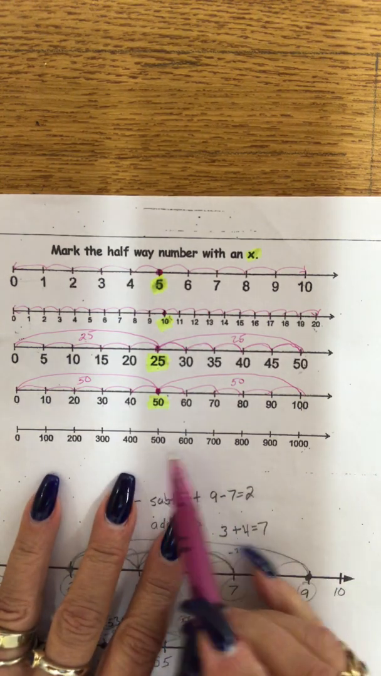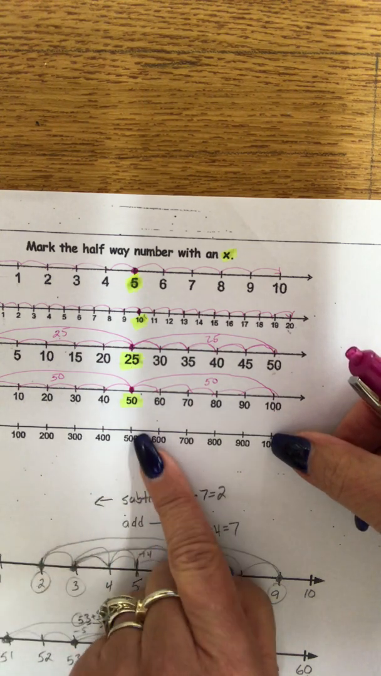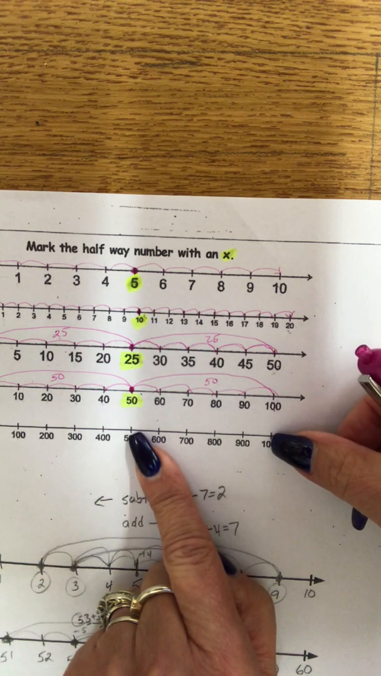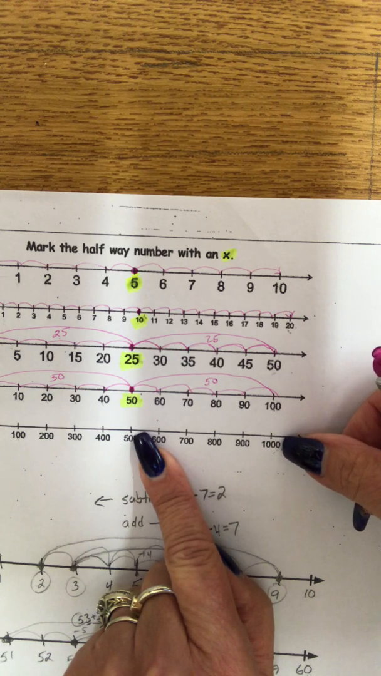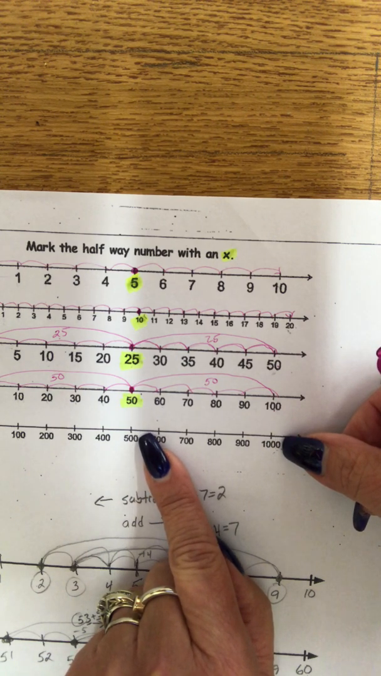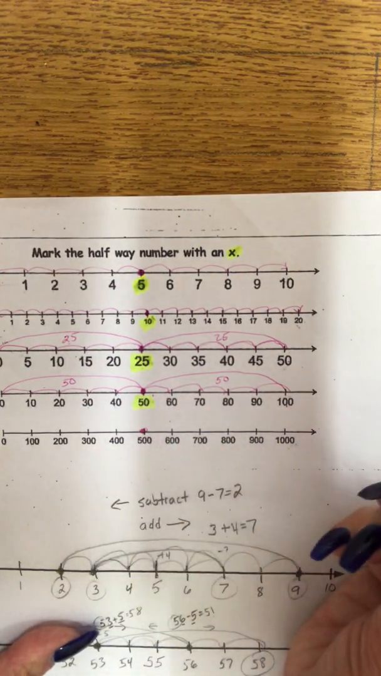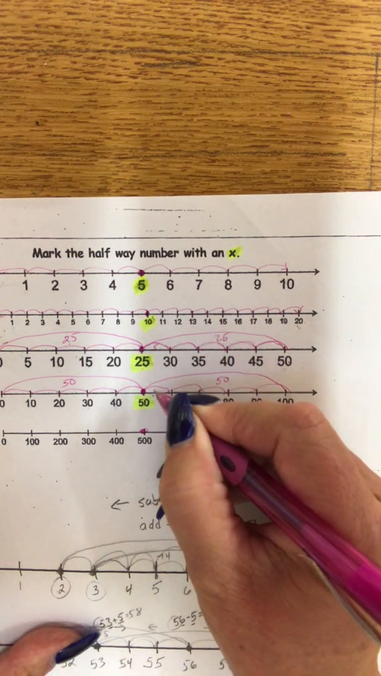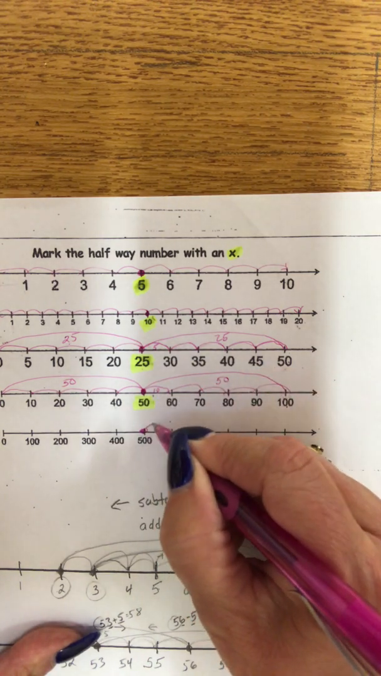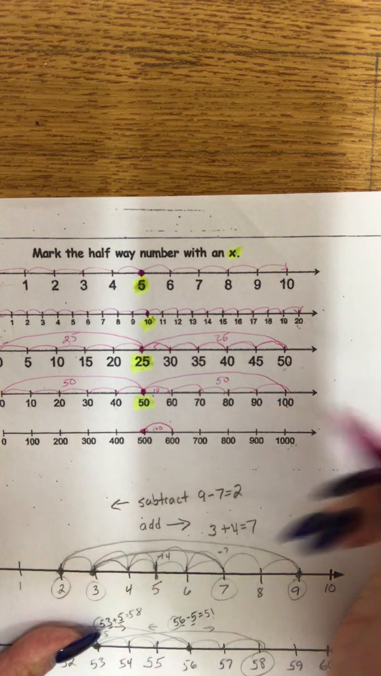Last one. Well, watch this. Half of 10 is 5. Half of 100 is 50. Half of 1,000 is 500. What are we hopping by this time? Here we were hopping by 5s. Here we hopped by 10s. How much is it from 500 to 600? Now we're hopping by 100s.